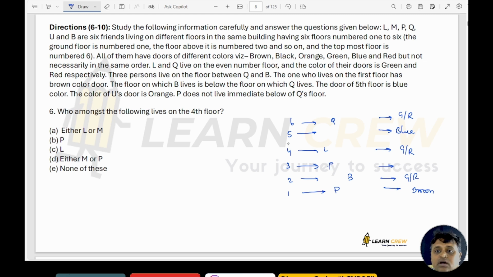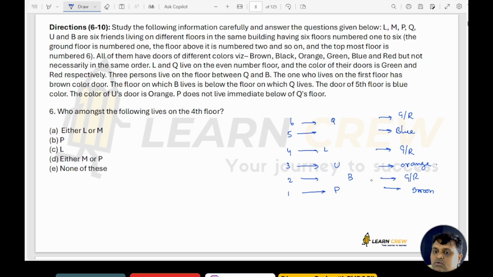Okay. Now see, this is blue and the color of U's door is orange. So now door and person, both are free for this person. So this is U, this is orange.